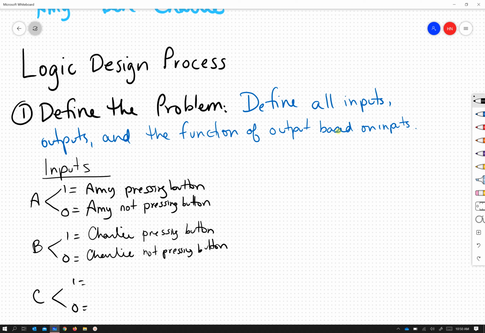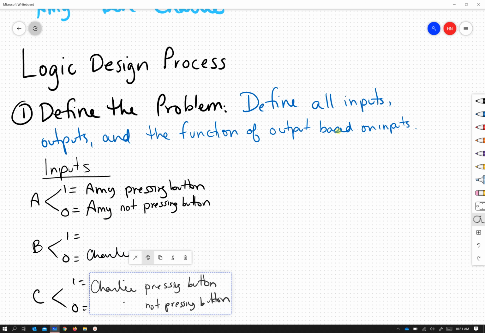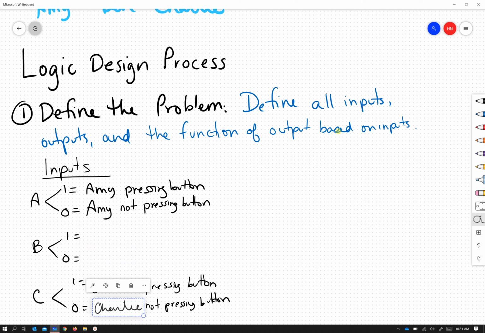And wait, I put Charlie. That's supposed to be Ben. So this actually goes at the bottom. So this goes down here. Hey, I didn't catch that one. There we go. So now this one's Ben. Ben pressing button and Ben not pressing button.